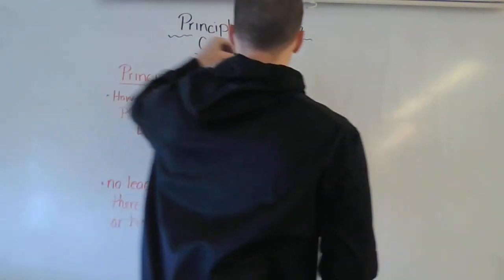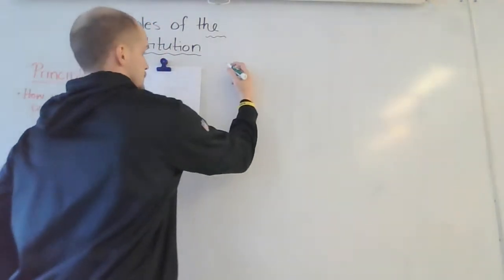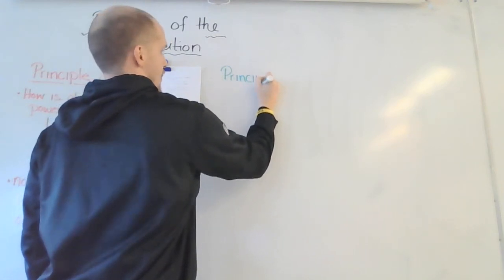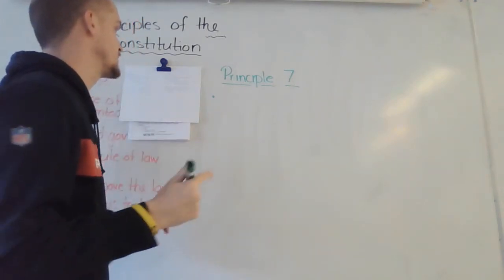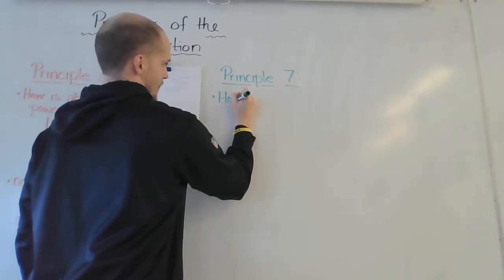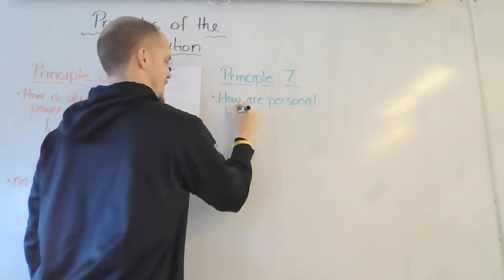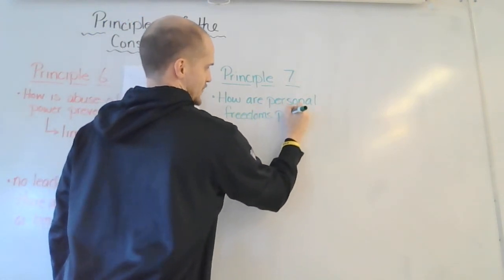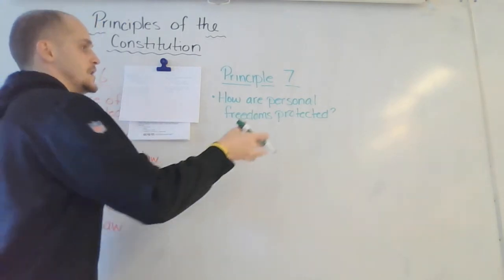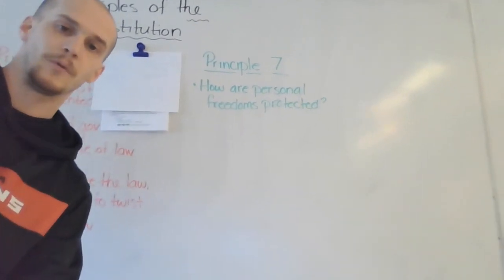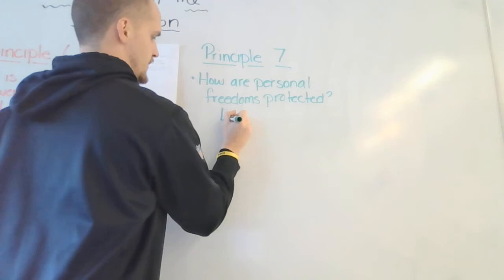Principle 7 deals with individuals. And Principle 7 answers the question, how are personal freedoms protected? Well, this was a major debate in the creation of the Constitution, because the smaller states were afraid that individual rights would be trampled on so that the federal government, the big government, could have more power. And so these freedoms are protected through individual rights.